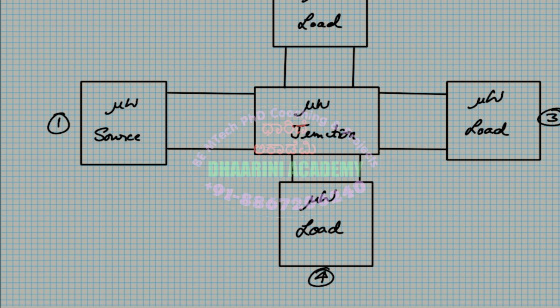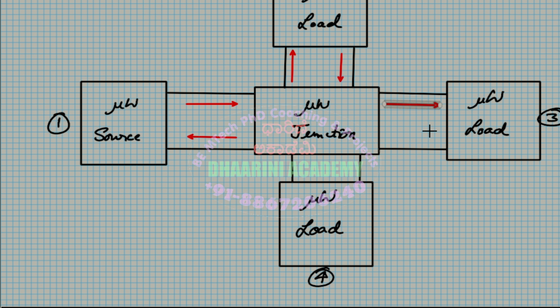Now, what are the possible directions in which we observe the energy flow? All the ports are normally bidirectional. That means I can see the energy flowing in this direction, and at the same time the energy can also flow in the opposite direction. So when we design, we have the complete options like this. Energy can flow from the junction to the load or from the load to the junction. It's possible in both directions. So let's mark the directions like this.